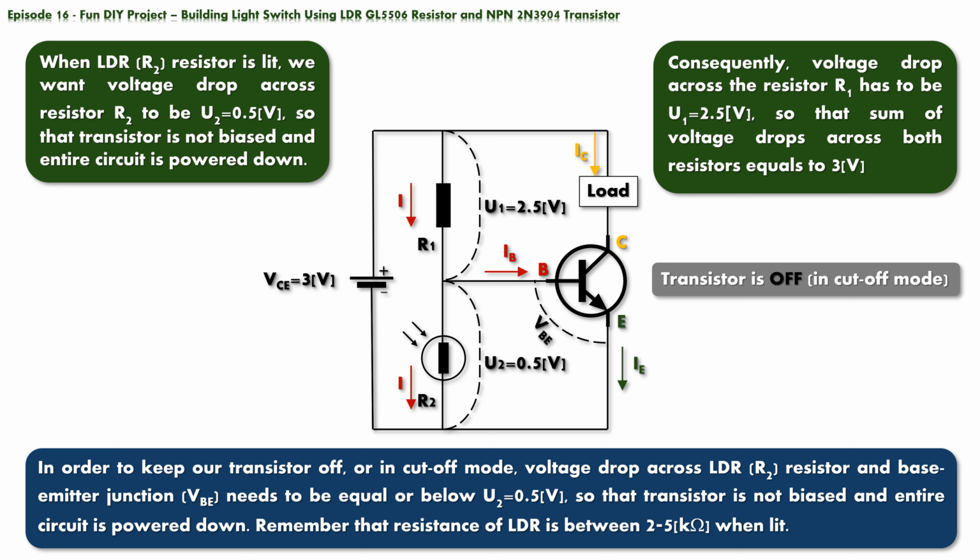These are our desired parameters. The voltage drop across the LDR resistor is 0.5 volts, and that is the same voltage across the base emitter junction. In order for the transistor to be active, this voltage needs to be at least 0.65, up to 0.8 volts. So, when we force the voltage drop across the LDR resistor and base emitter junction to be less or equal than 0.5 volts, our transistor is off.